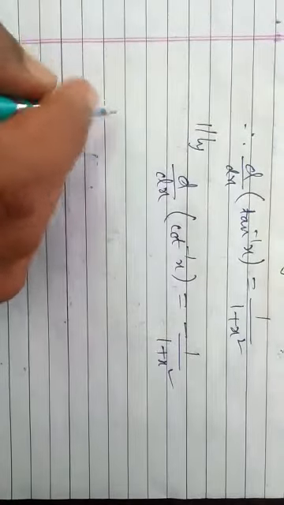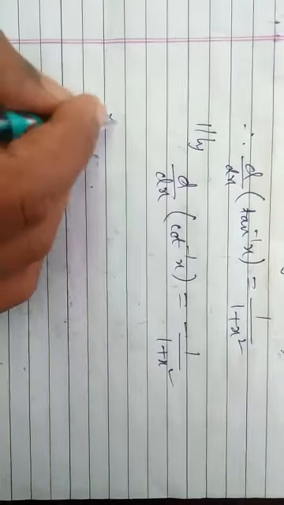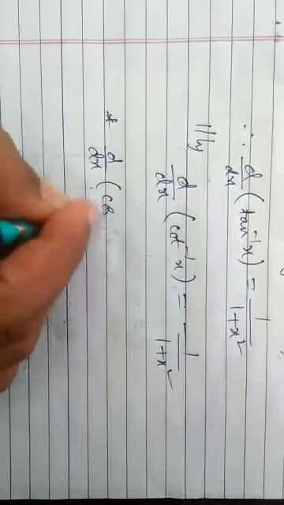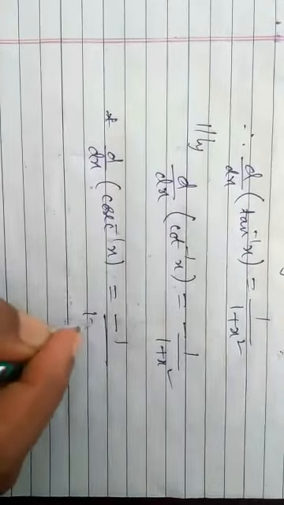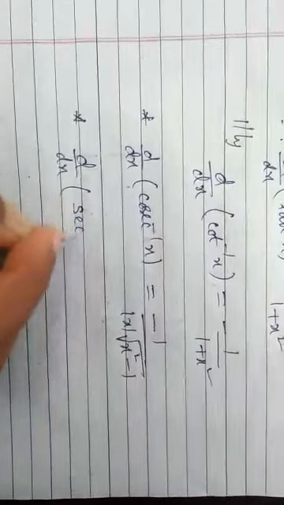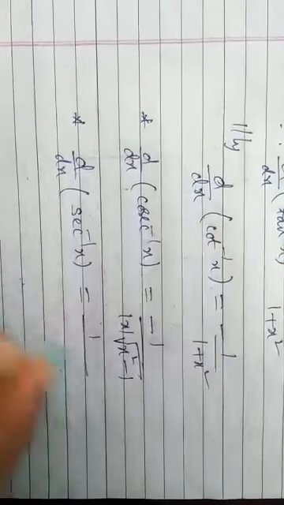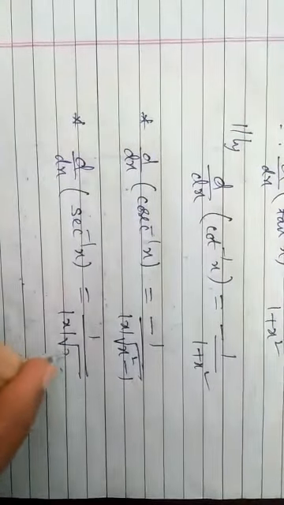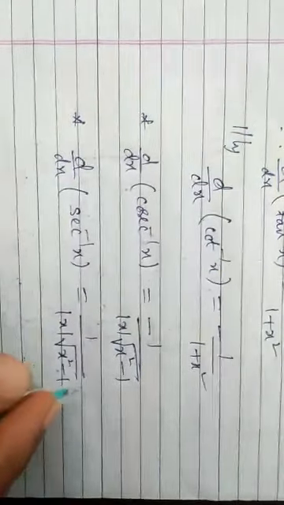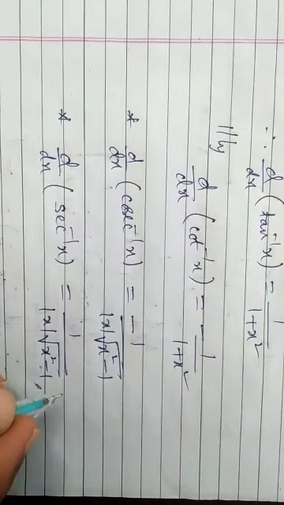For our future sake, we should know two more formulas. Those are d by dx of cosecant inverse x is equal to minus 1 by mod x square root of x square minus 1, and d by dx of secant inverse x is equal to 1 by mod x square root of x square minus 1.